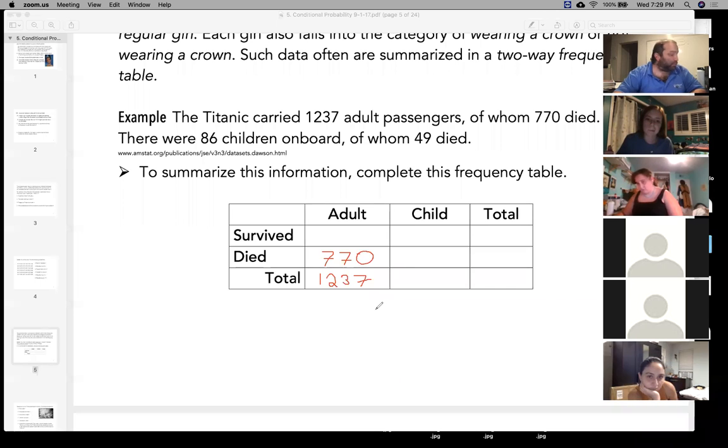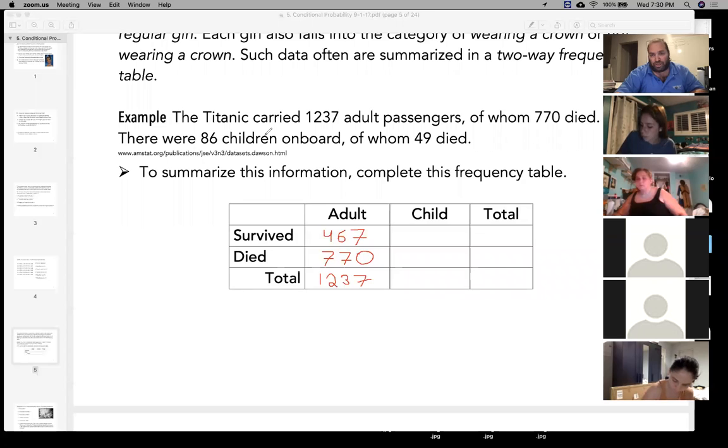So before I even read any more of this problem, there's another cell that I can fill in. Which cell is it? Survive. I can't do kids yet unless I read more. Subtract 770 from the 1,237, which is 467. By process of elimination, since someone either died or survived, that must be 467. Agreed?